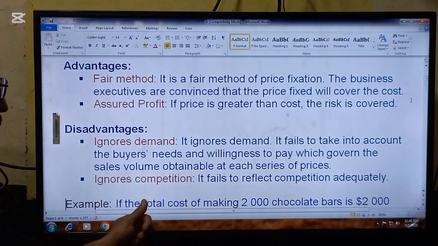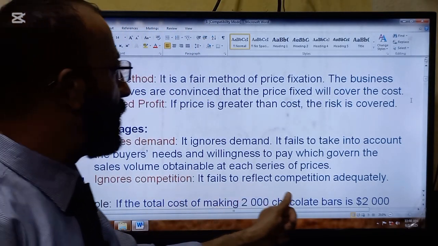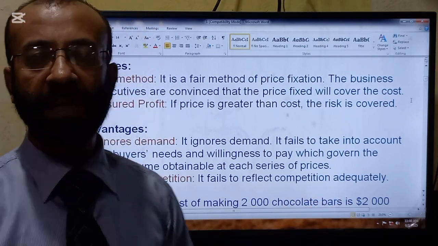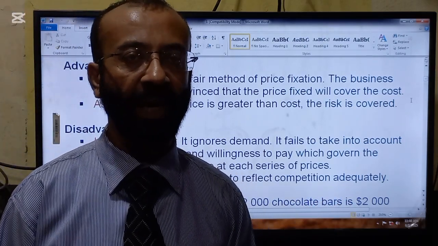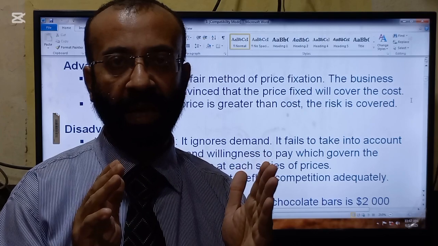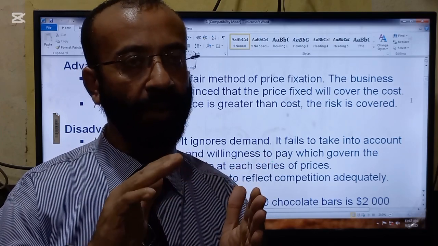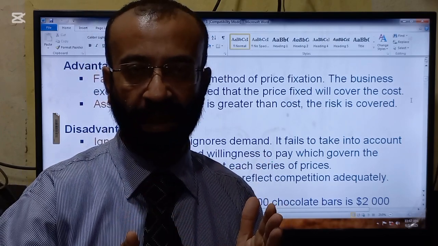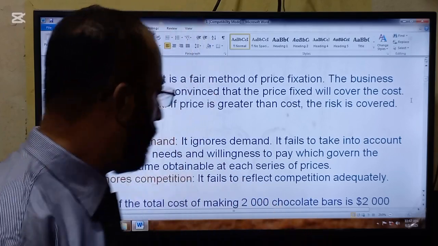Second, it ignores competition. It fails to reflect competition adequately. So this is the second drawback of this kind of strategy. What the other businesses are charging, they ignore it. They set the price of their products on their own.